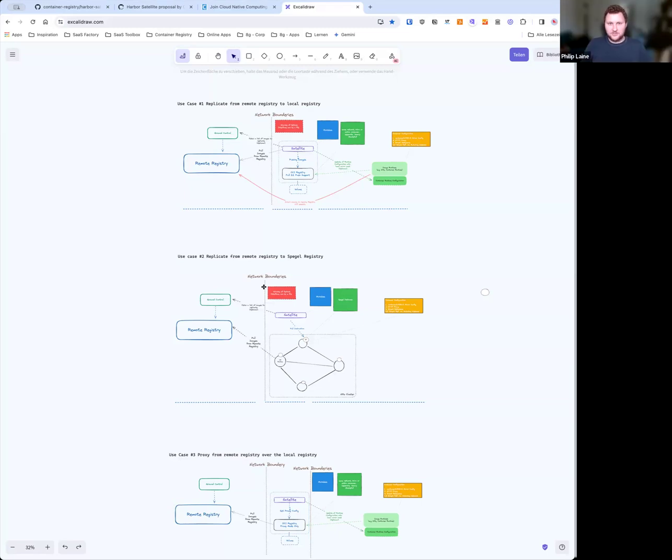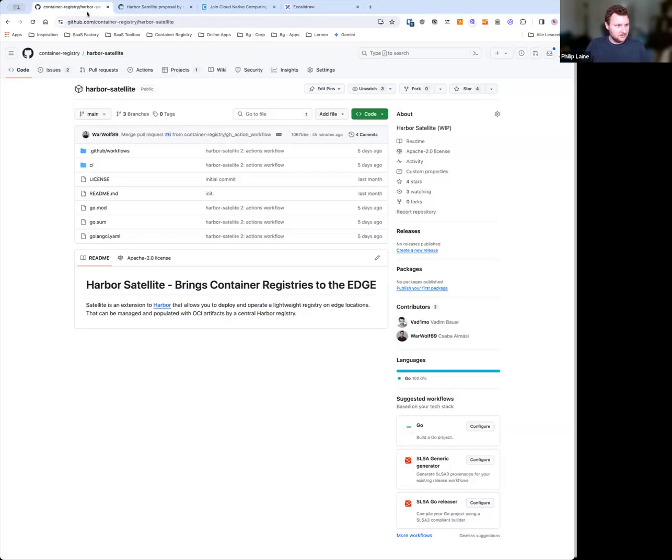Let's see here, too many tabs. Other than that, I'm kind of happy with today. All right, from my side there are no other topics, and I would wrap it up for today.